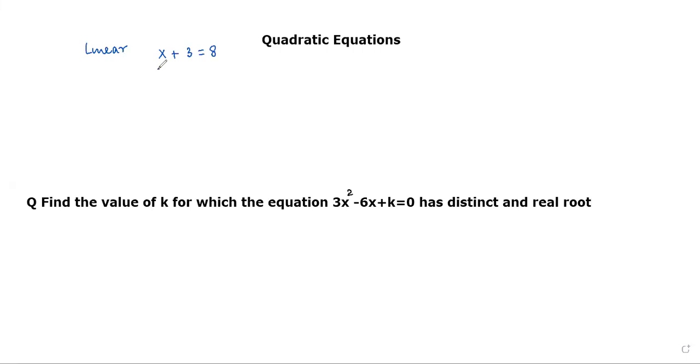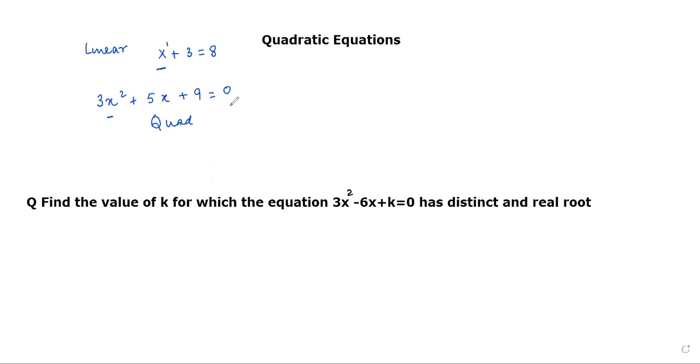Because the power of the variable, what is the variable here? X. What is the power? 1. So all equations where the variable has the power 1 are called linear equations. Now let me give you another example. 3x square plus 5x plus 9 equal to 0. In this case, the highest power of the variable is 2. And so all such equations are called quadratic equations.